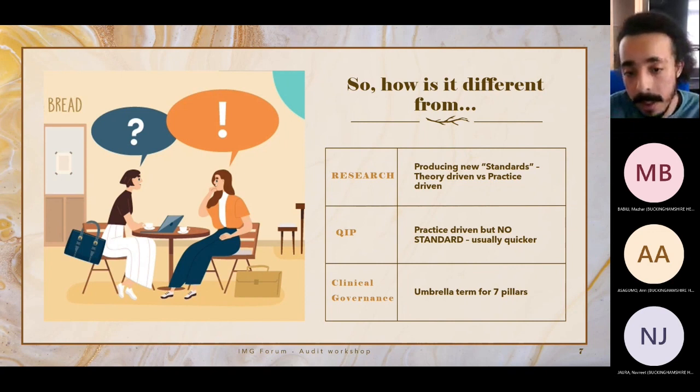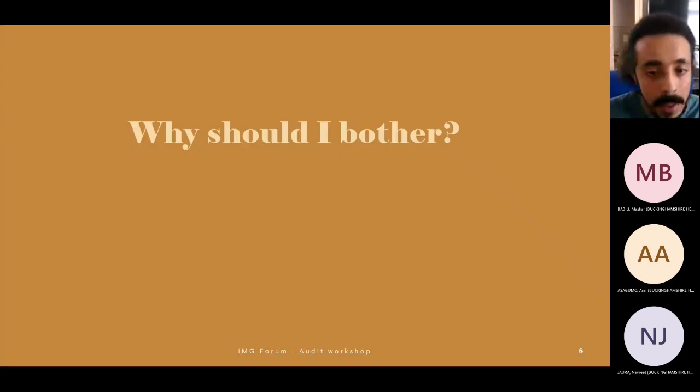And clinical governance is the umbrella term that covers everything. This includes teaching, research, patient safety, and audits as well. So it's like an umbrella term for all the things we do to help with clinical governance. It's like an encompassing term.